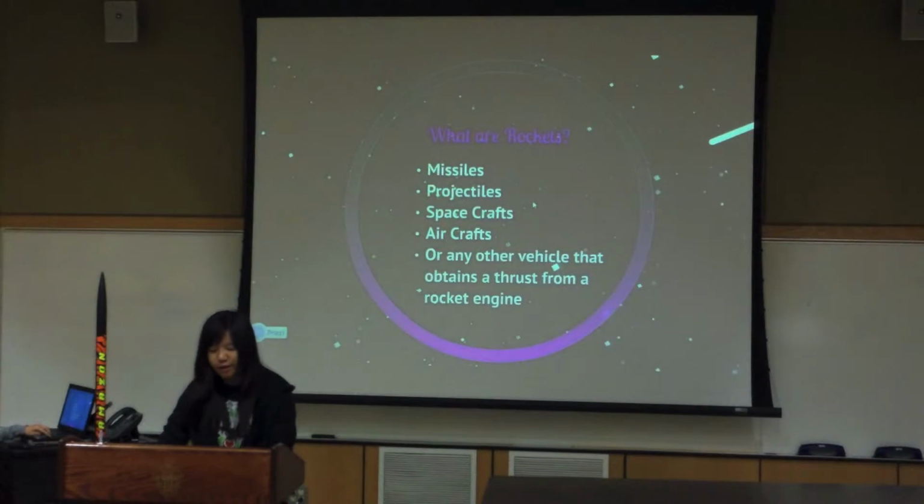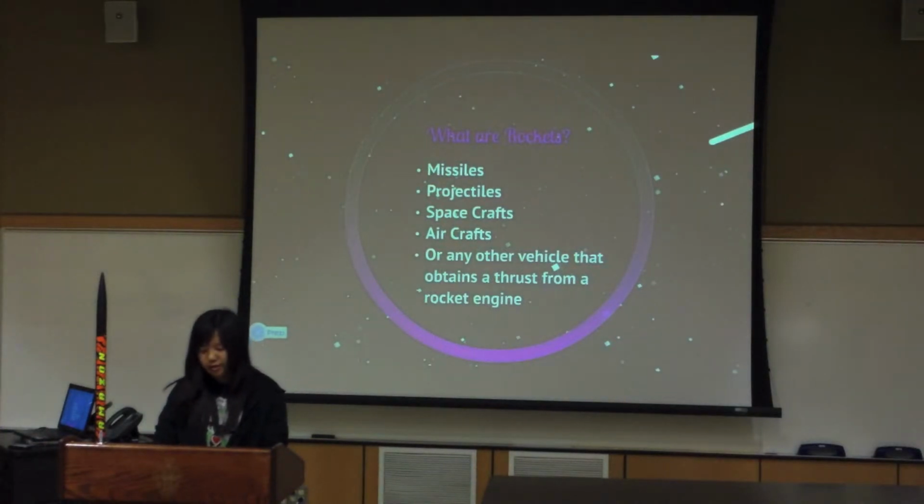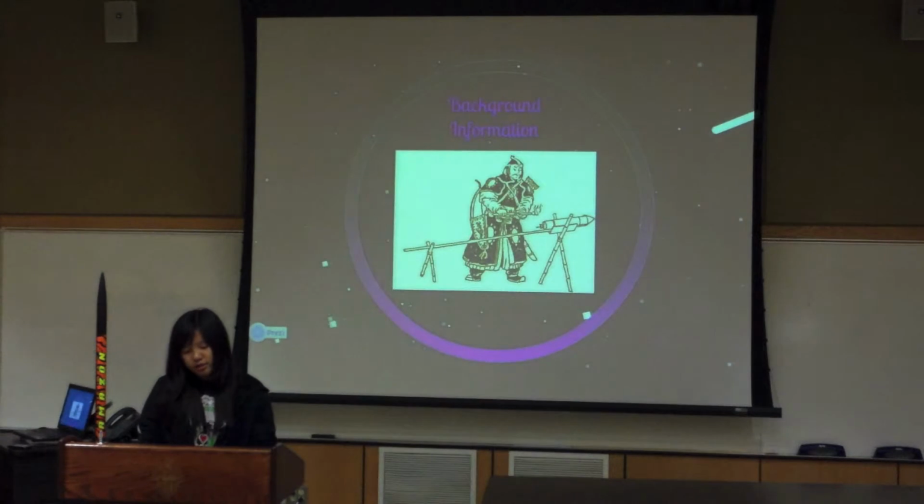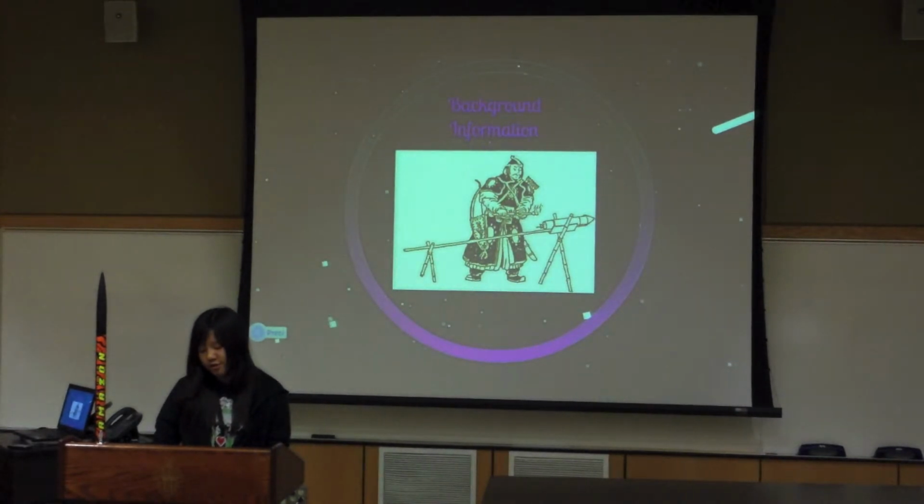So what exactly is a rocket? A rocket is a missile, spacecraft, aircraft, or other vehicle that obtains a thrust from a rocket engine. The first rockets were used in China around the 13th century in war as explosive projectiles and for recreational purposes.